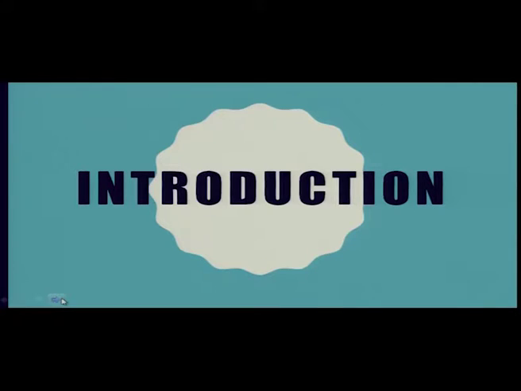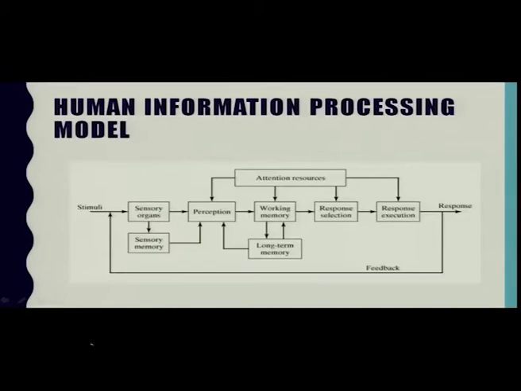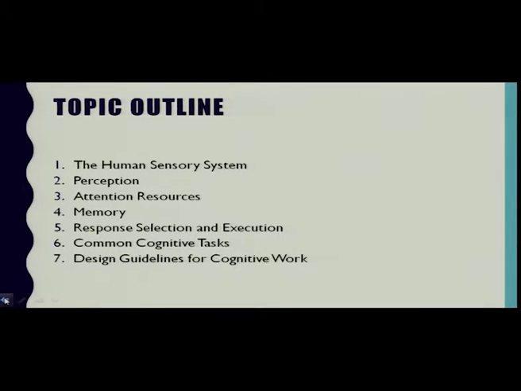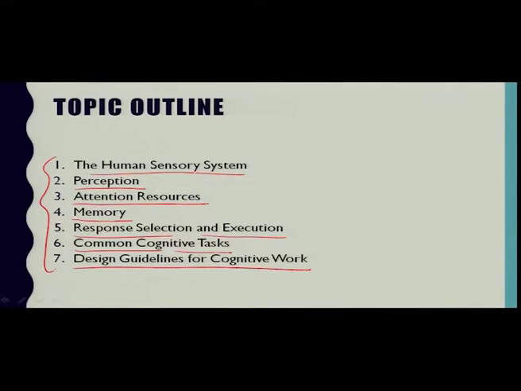So as far as the introduction of cognitive ergonomics goes, we will be covering in this topic the human sensory system, perception, attention resources, memory, response selection and execution, various common cognitive tasks, and at the last, design guidelines for cognitive work. These are the few topics that are largely essential to develop our understanding towards cognitive ergonomics.